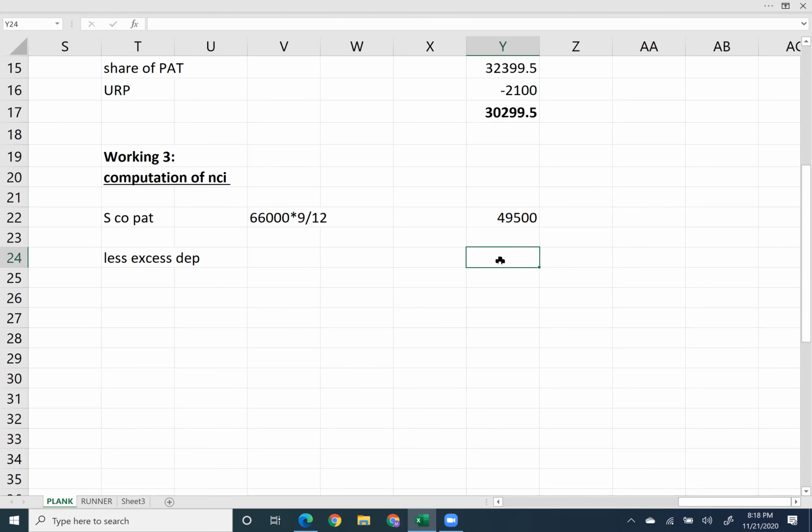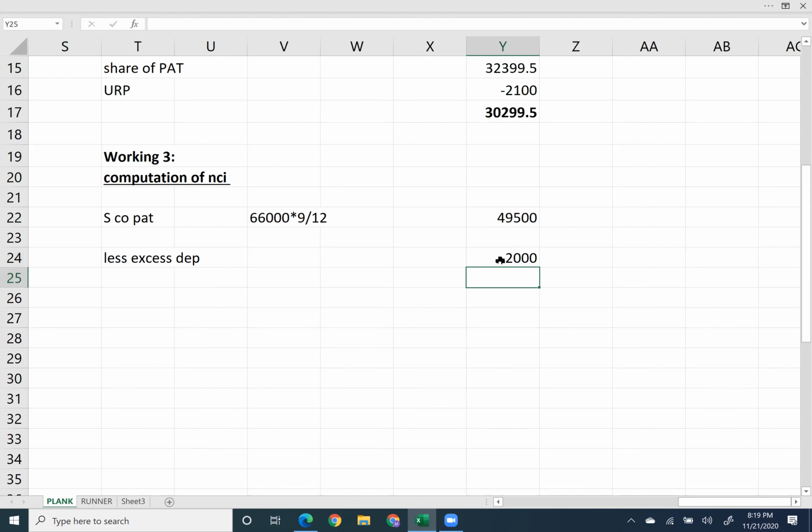Number 1, any S2P sale? No. Any full goodwill method impairment? No. Number 3, any excess depreciation? Yes. Upward fair value adjustment, excess depreciation was there. So yes, we need to subtract it, and that was 2000. I calculated it for you.